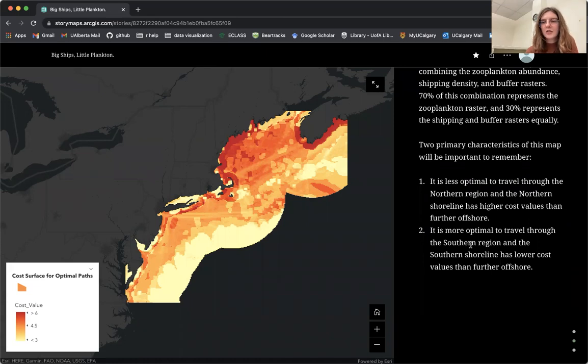So I had to have zooplankton abundance contributing the most to this cost surface because it is a zooplankton project. There's 2 primary characteristics of this map that are going to be important to remember. The first is that it is less optimal to move through this northern region. There's a lot more dark red, and the northern shores have really high cost values. So we really want to avoid the northern shores, it seems. The second characteristic to remember is that the southern region is more optimal to move through, and that the southern shorelines have some areas with really low cost values. So it seems that the southern and the northern regions are quite opposite in this sense.